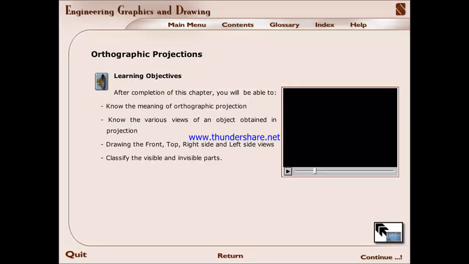Orthographic projections. In this chapter on orthographic projections, first we will define what they are, the objects behind it, applications, etc.